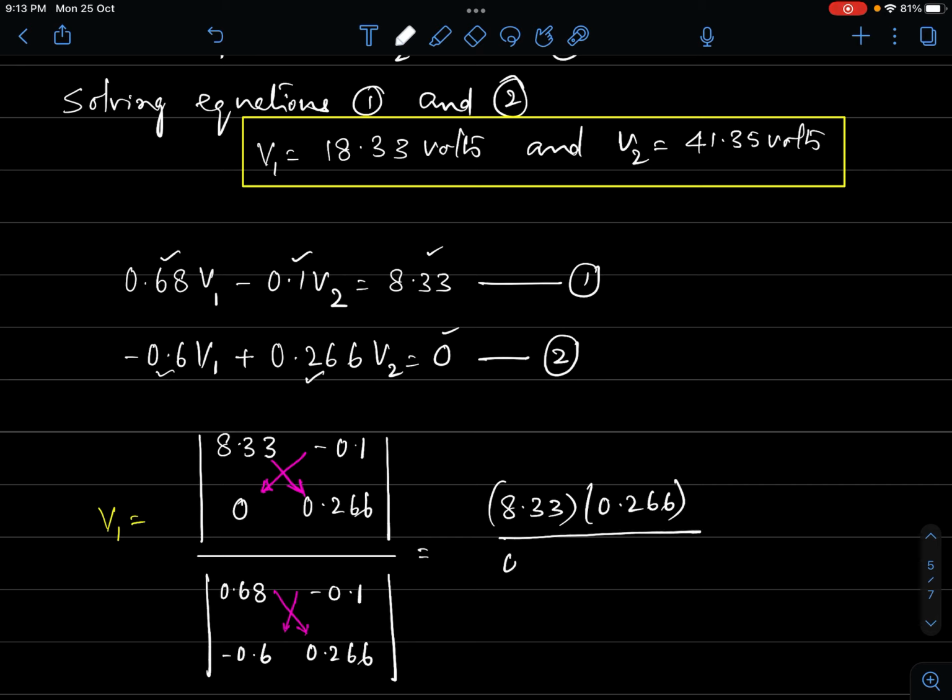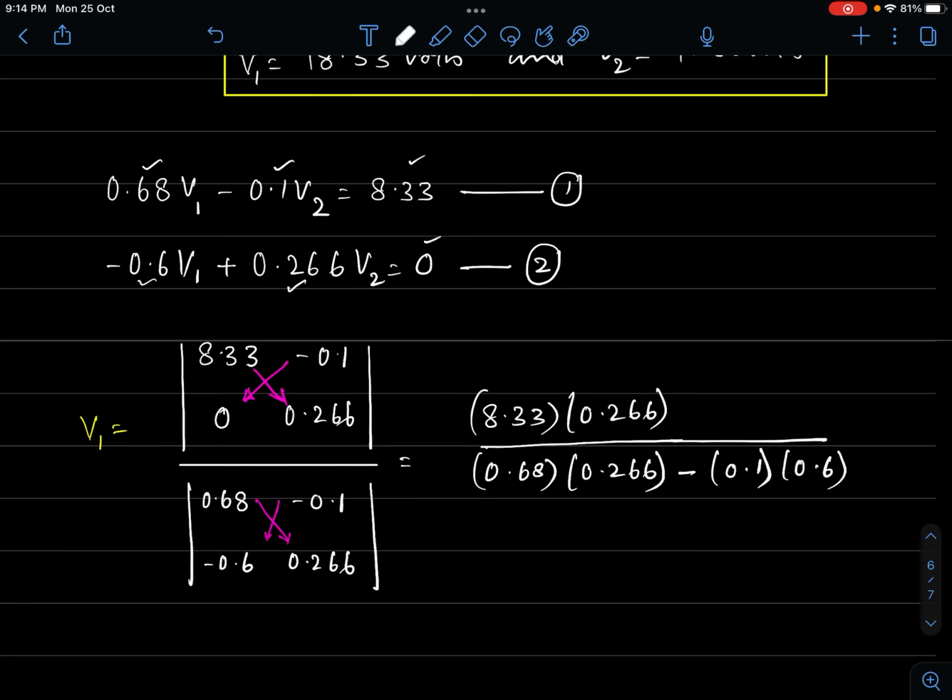In the denominator, we have 0.68 multiplied with 0.266, minus of minus, that is plus, and again that will be minus 0.1, 0.6. So this is how you calculate. So that's how we get V1.